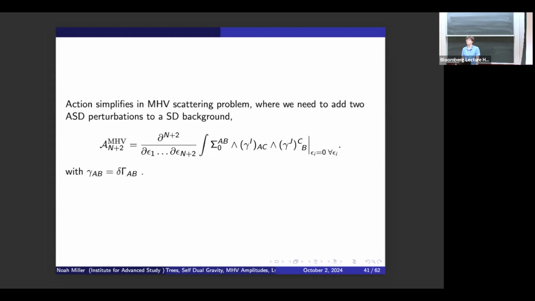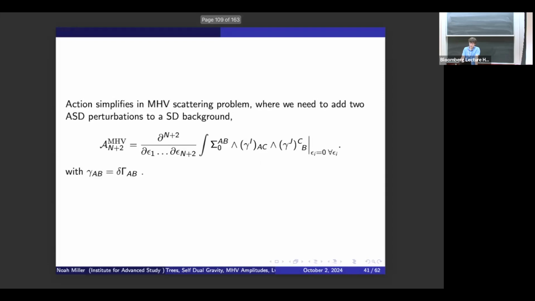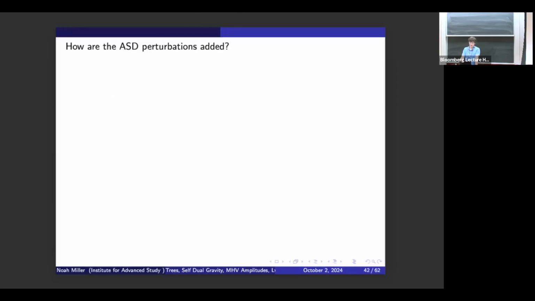Oh, yeah, sorry. One more question. You just said that the correct action differs from the previous action, which gave 0, only by a boundary term. Yeah. So all of these things are coming from a boundary term in flat space. It sort of has to be that way in gravity. I'll talk more about that after.